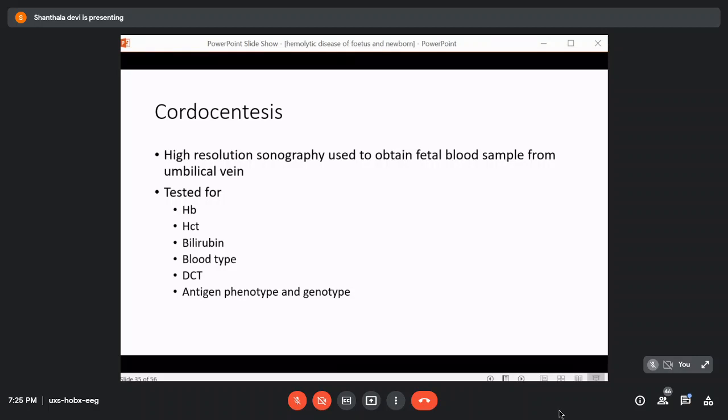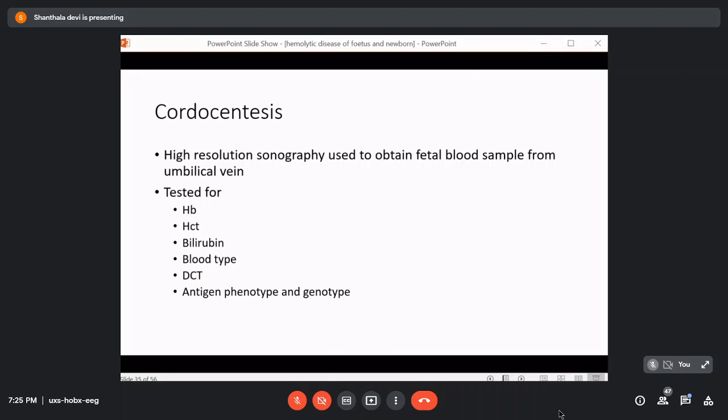Now, what is cordocentesis? By using high resolution ultrasound, we can obtain fetal blood samples from the umbilical vein, and this can be used to test for the hemoglobin, hematocrit, bilirubin, blood type. The DCT can be done, and the antigen phenotype as well as the genotype can be done of the fetal cells.